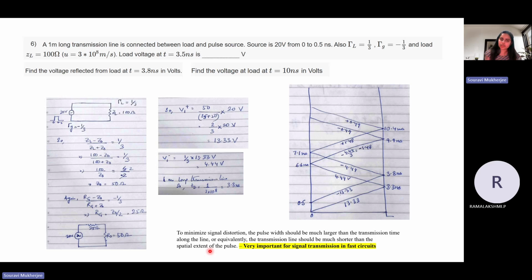There you have to take care of this point so that you have less distortions. So if you have very sharp or very small rise times and fall times, in all those kinds of cases, you have to take care of these points.